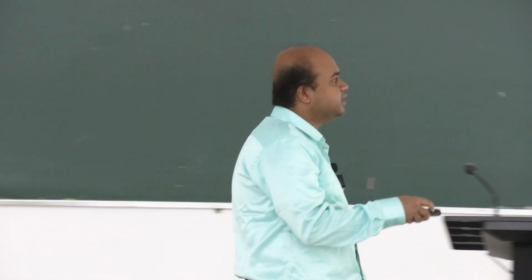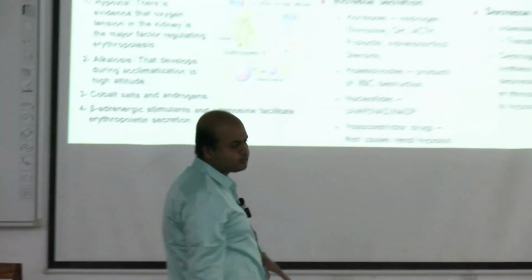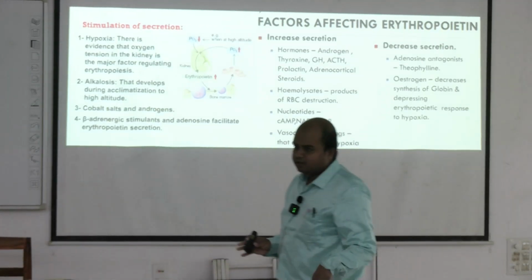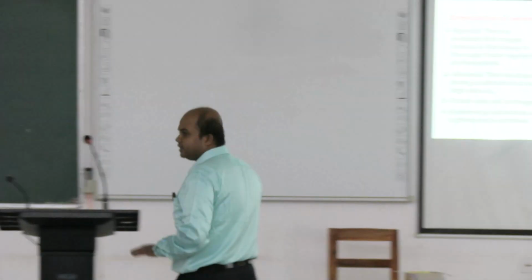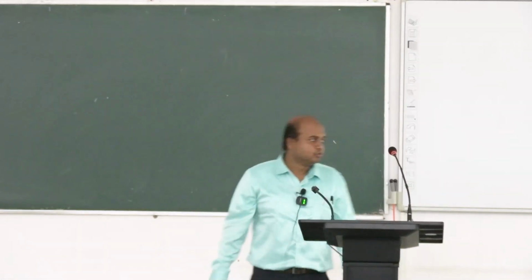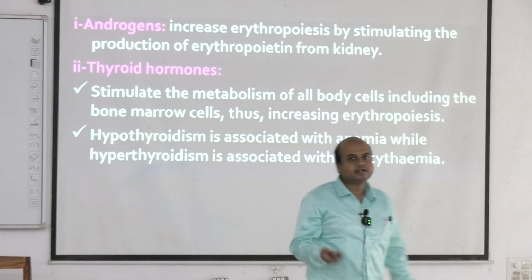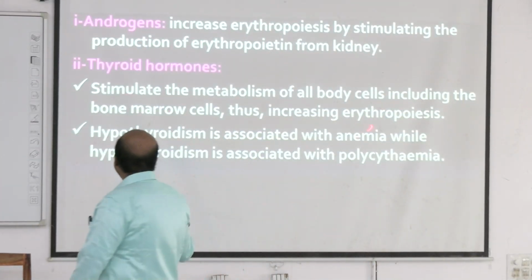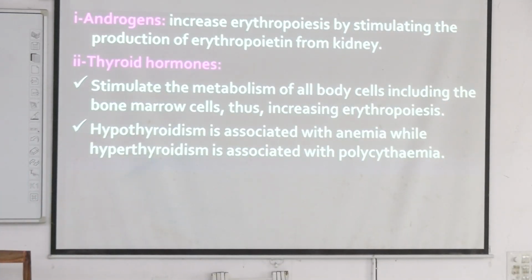Estrogen decreases synthesis of globin and depresses erythropoietic release in response to hypoxia. Some authors give this as the concept attributed to the finding that RBCs are somewhat fewer in number in females than males, maybe 50,000 to 1 million less. Hormones we have already discussed: androgens increase erythropoiesis, directly stimulating erythropoietin. Thyroid hormones increase metabolism.